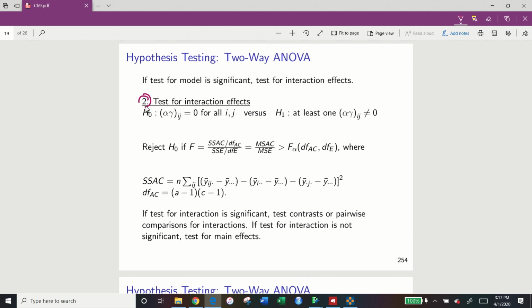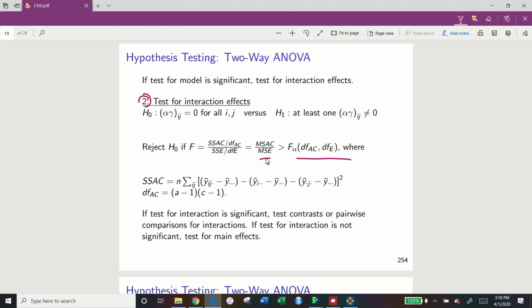We will reject our null hypothesis if F, equal to our mean squared of our interactions divided by our mean squared error, is greater than F alpha for our degrees of freedom for our interaction, comma, our degrees of freedom for our error, where our sum of squares for the interaction is n times the summation over ij of the quantity of y_ij dot bar minus the overall grand mean, quantity, minus the quantity y_i dot dot bar minus the overall grand mean, minus the quantity y dot j dot bar minus the overall grand mean, quantity squared, and our degrees of freedom for our interaction effect is a minus 1 times the quantity of c minus 1.